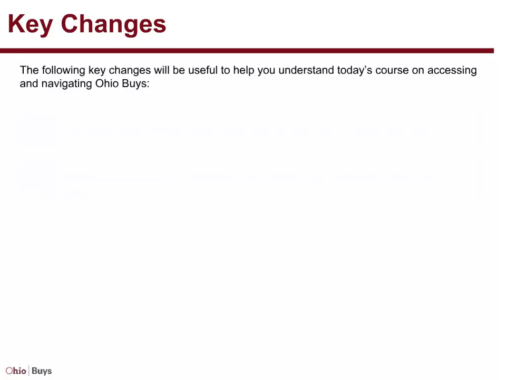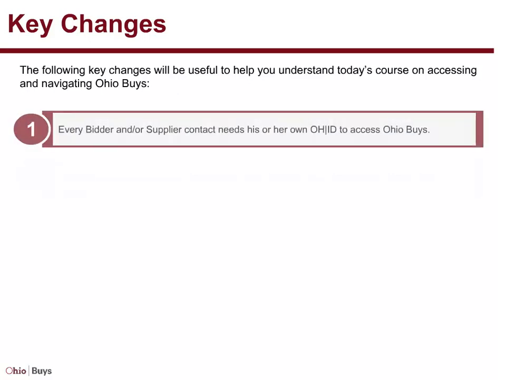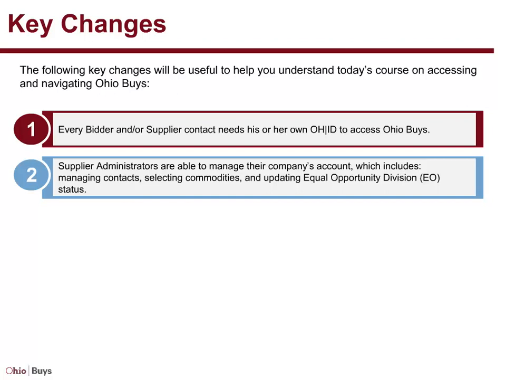The following key changes will be useful to help you understand today's course on accessing and navigating Ohio Buys. Every bidder and/or supplier contact needs his or her own OHID to access Ohio Buys. Supplier administrators are able to manage their company's account, which includes managing contacts, selecting commodities, and updating equal opportunity division status.